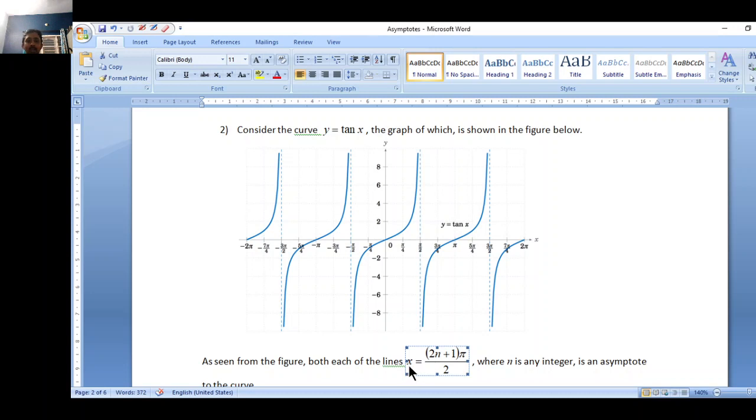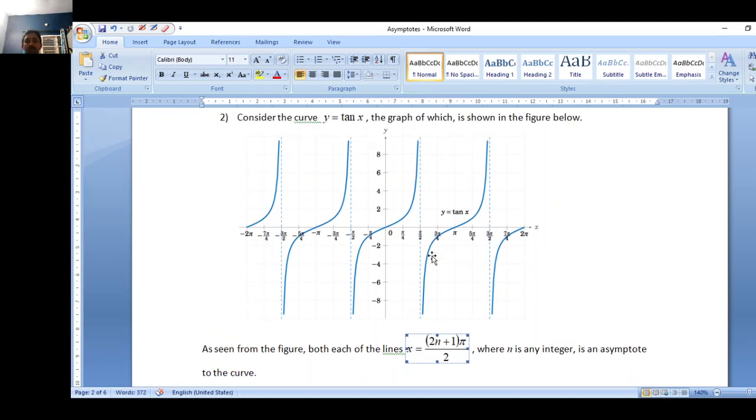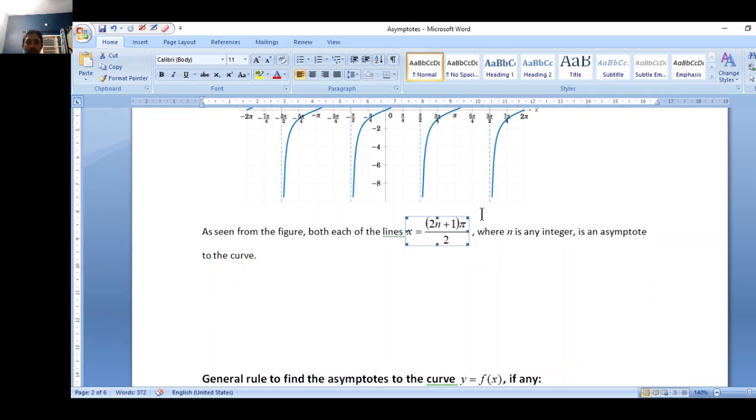Correspondingly, it has its equation as x equal to a constant, and that constant is an odd multiple of pi by 2. Right? So I hope that these two examples have made you understand what asymptotes are. Now we'll see how to find the asymptotes to any curve, if they exist, based on some working rule. Of course, it is very important for you to understand that not every curve will have an asymptote. So if the curve has an asymptote, we are supposed to find it, and how to find it is what I'm going to explain in the next part of this presentation.